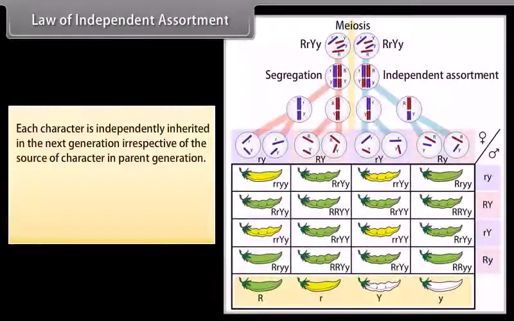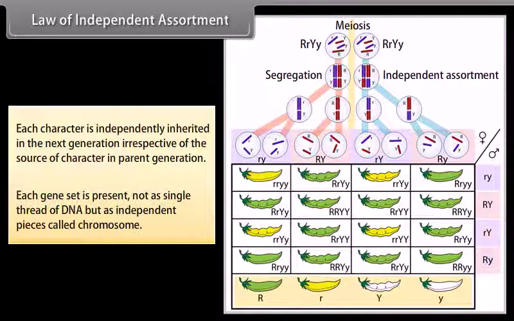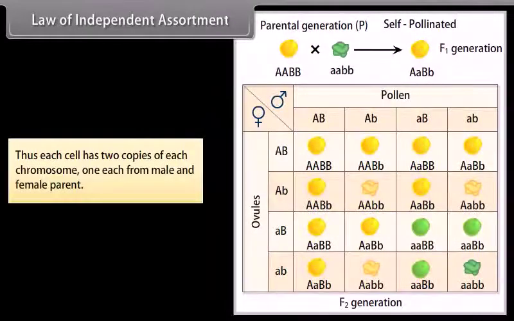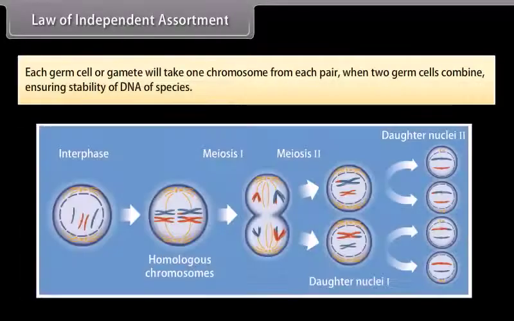Law of independent assortment. Each character is independently inherited in the next generation irrespective of the source of the character in the parent generation. Each gene set is present not as a single thread of DNA but as independent pieces called chromosomes. Thus, each cell has two copies of each chromosome, one each from the male and female parent. Each germ cell or gamete will take one chromosome from each pair when two germ cells combine, ensuring stability of the DNA of the species.